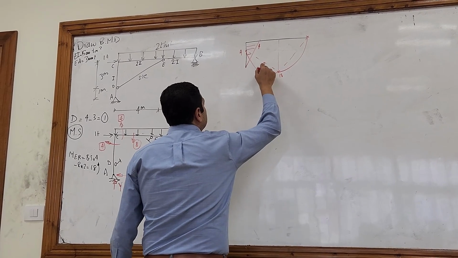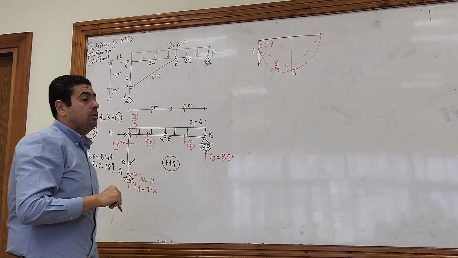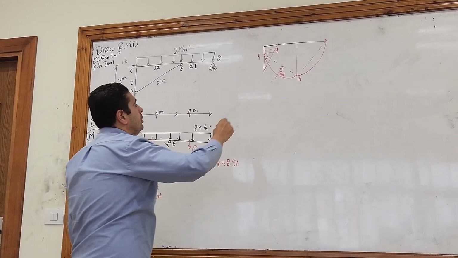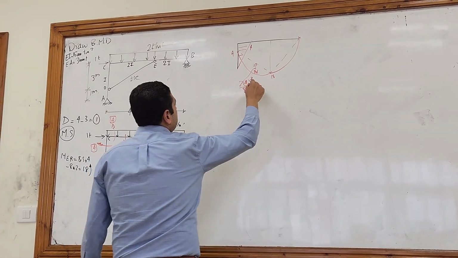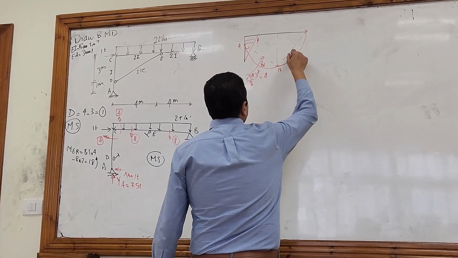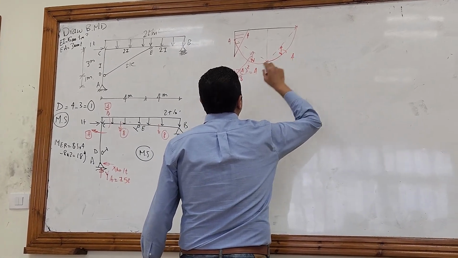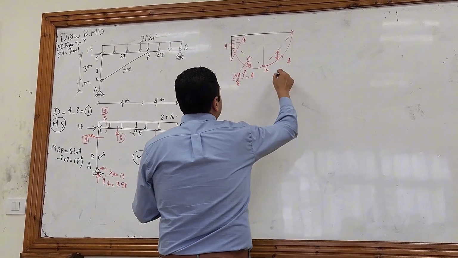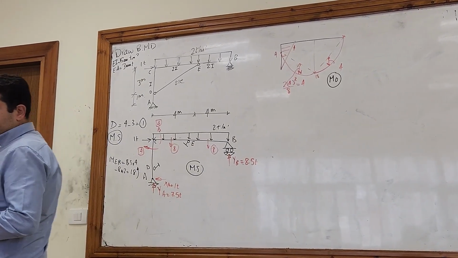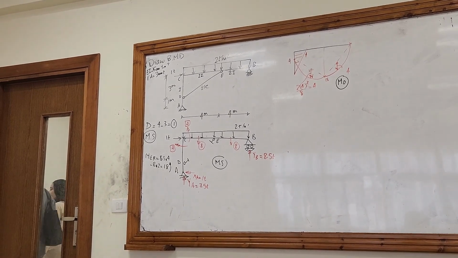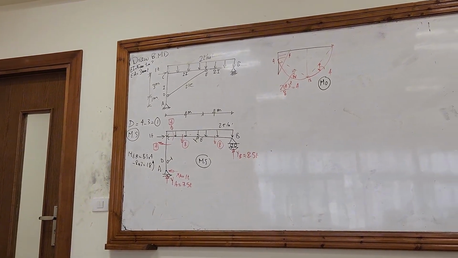PL square over 8 will be equal to 2 times 4 squared divided by 8, which is 4, and this is to be the same value 4. So this is M node. What will be the next step?